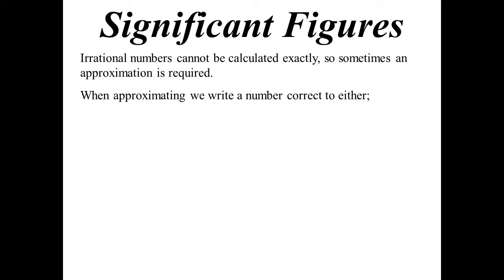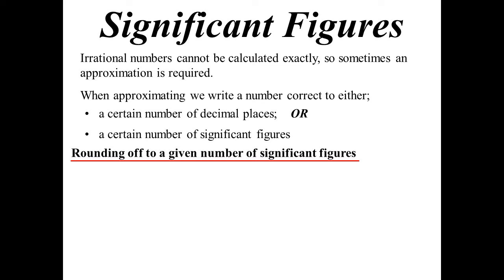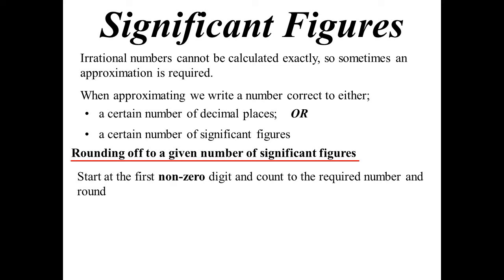And we tend to do it one of 2 ways. So many decimal places has done a lot. So many significant figures. Now, writing something to a certain number of decimal places doesn't cause that much confusion. Significant figures sometimes does. So let's look at significant figures. Simple idea. You start at the first non-zero digit and just count the required number and round off, same as you would if you were rounding off decimal places.